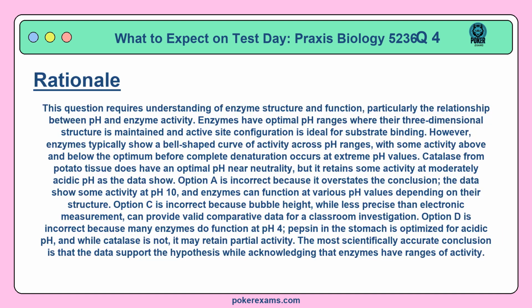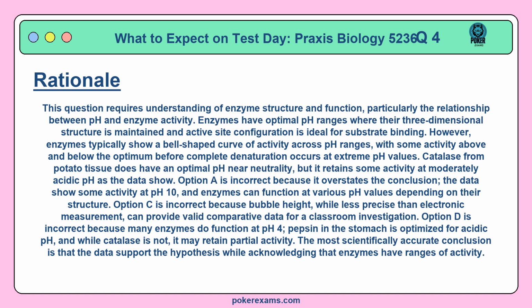This question requires understanding of enzyme structure and function, particularly the relationship between pH and enzyme activity. Enzymes have optimal pH ranges where their three-dimensional structure is maintained and active site configuration is ideal for substrate binding. However, enzymes typically show a bell-shaped curve of activity across pH ranges, with some activity above and below the optimum before complete denaturation occurs at extreme pH values.